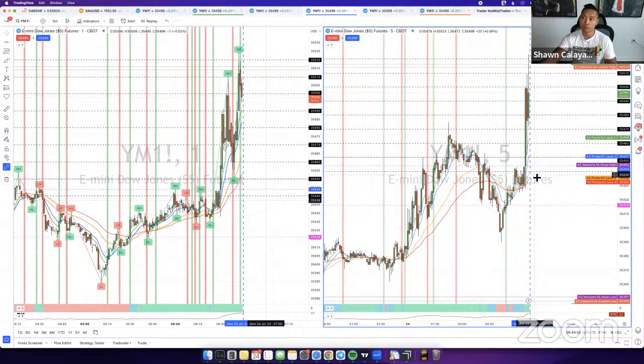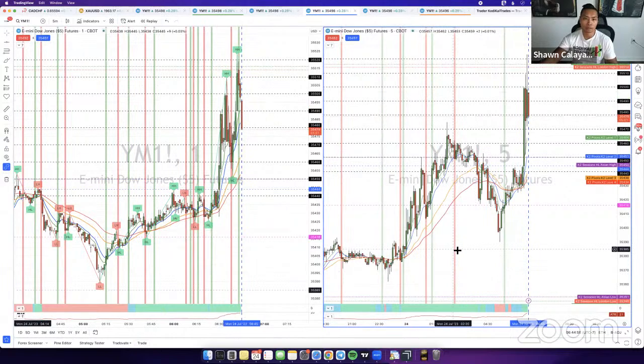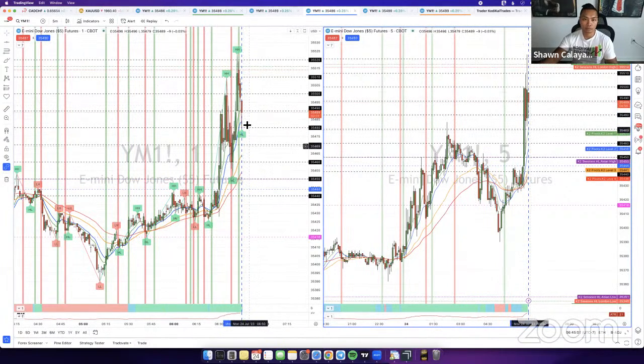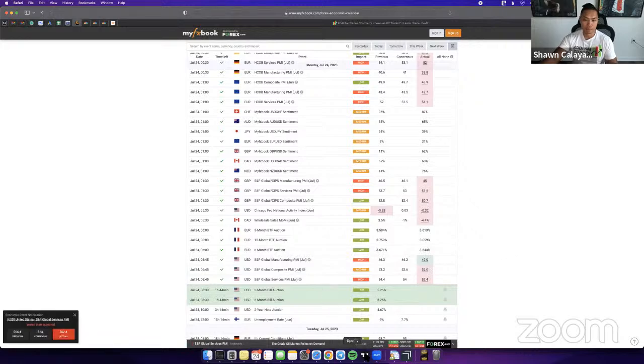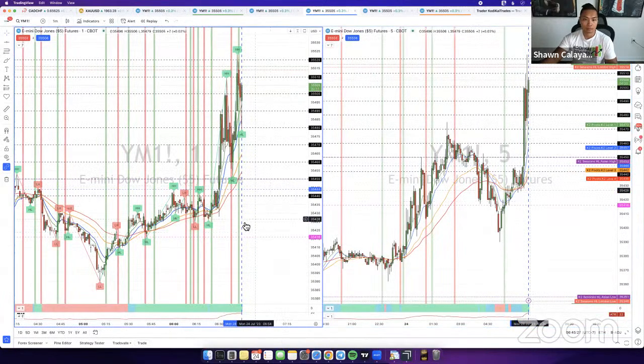So 5, 4, 3, 2, 1. Huge spike right there to the downside on the 1 minute. Correction back up. I mean, we're not going to take any trades here anyways. Let's see what the news was like. So actual was manufacturing was positive, services was negative, and composite was negative too. So a bit of a mixed bag right there of movement. Let me go ahead and just mark this up right here as news price.